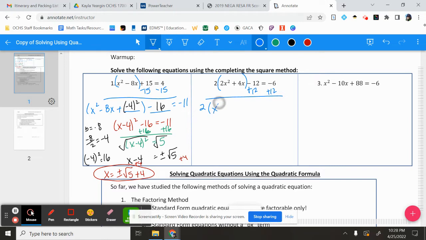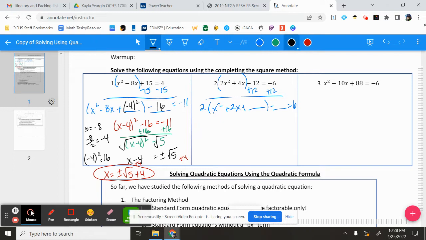So 2 divided by 2 gives me 1x squared. 4 divided by 2 gives me 2x. I'm going to put something in, and if I put it in, I have to keep things nice and balanced and take it out. And then I have negative 6 plus 12, which equals 6.